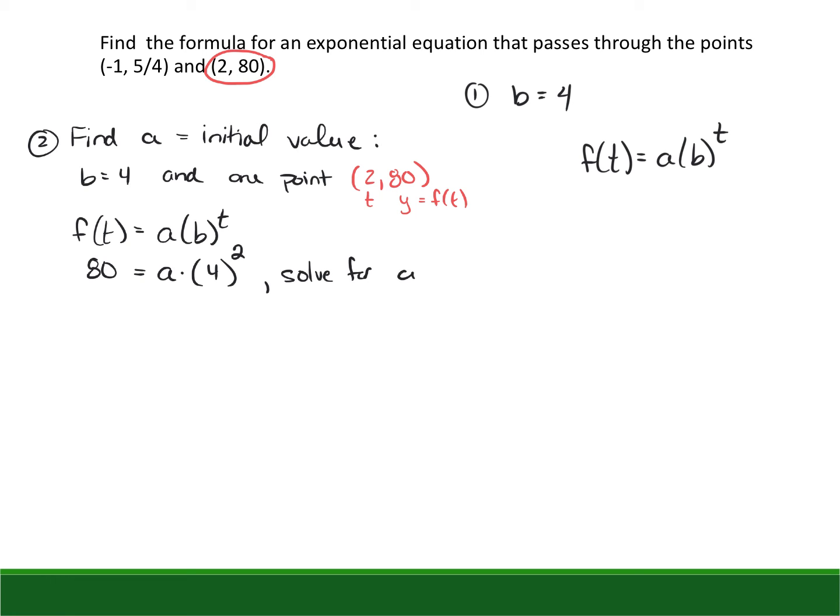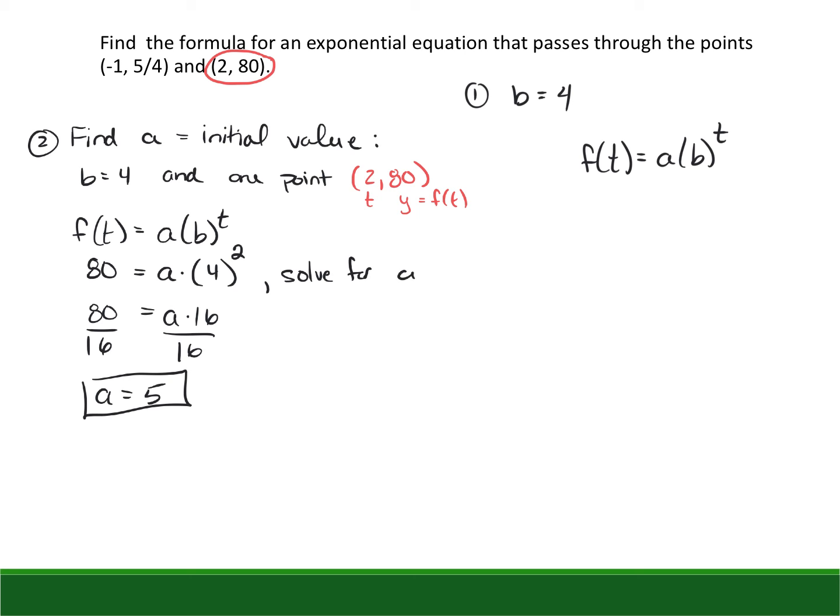So let's go ahead and do that. So I've got 80 on the left here is equal to a times 4 to the second power, which is 16. And then now let's just divide both sides by 16, and that's going to give us a. So 80 divided by 16, that gives us 5. So this tells us that the initial value is 5.